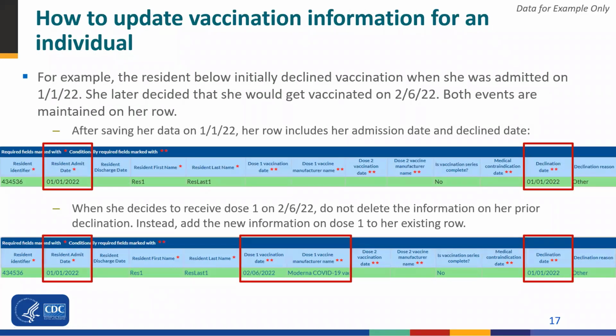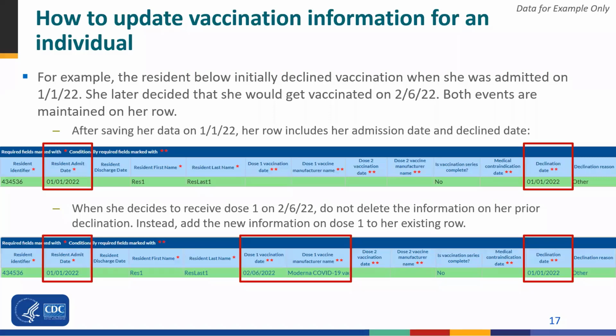Perfect. So on January 1st, 2022, this resident was admitted. And at that date of admission, we did not have documentation of vaccine. We spoke to the resident and she declined. For that reporting week, we would enter all of that initial data, her demographic information, and that declination date of 1/1/2022. Now, as the weeks go on, if nothing changes, she would continue to be counted in each week as a declination. But let's suppose that on February 6th, she's been here for about a month and folks have been doing education and continuing to offer vaccine.